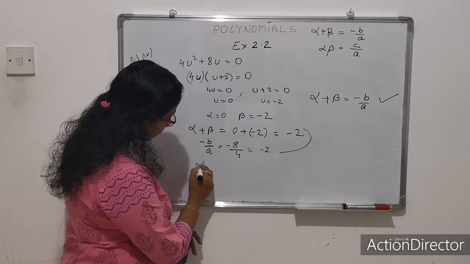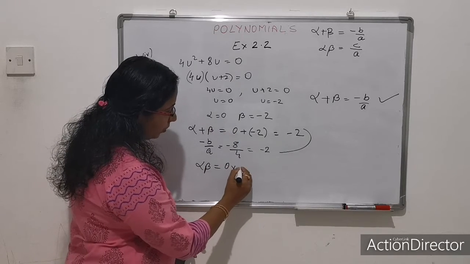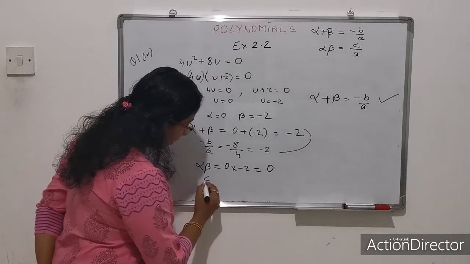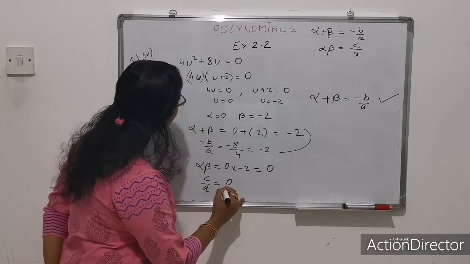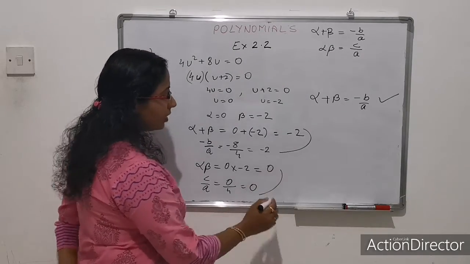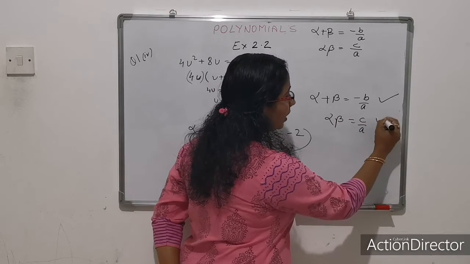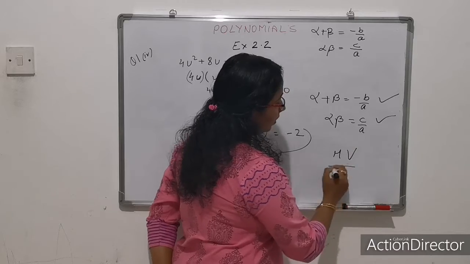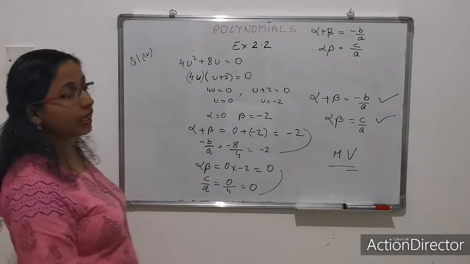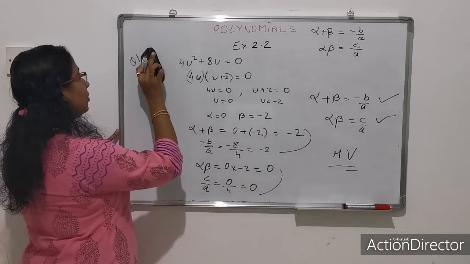Now alpha beta. Alpha beta is equal to, here alpha is 0. 0 into minus 2, that is 0, right? And c by a, c is what? 0. 0 by 4, that will be 0, right? So 0 and 0 is same. It means alpha beta is equal to c by a, verified, hence verified. Okay, clear? Very easy. Okay, so we'll move on to the next question, right? Okay, so now fifth part.